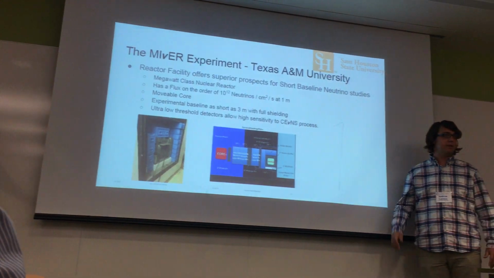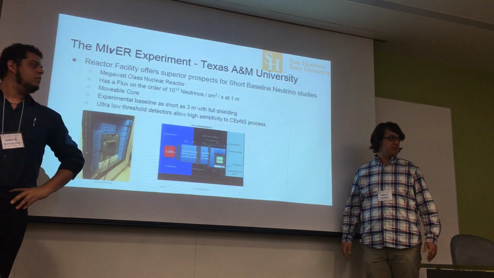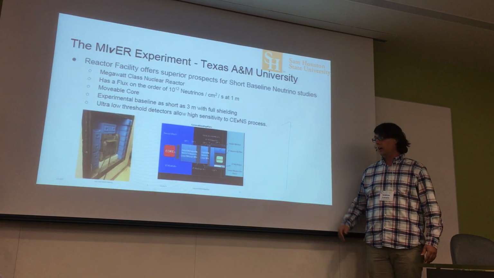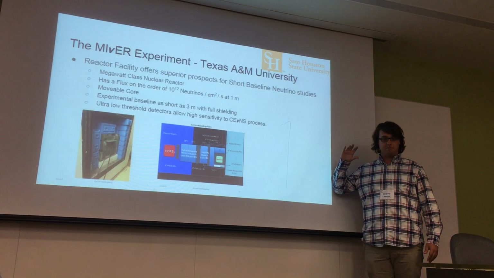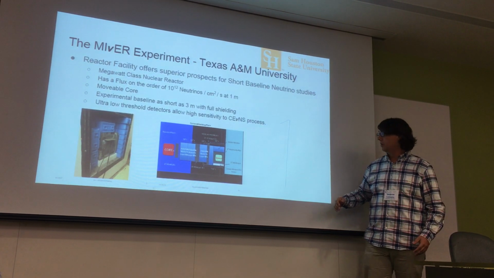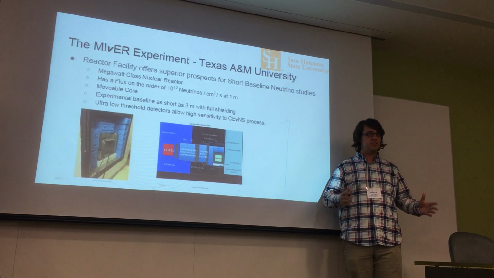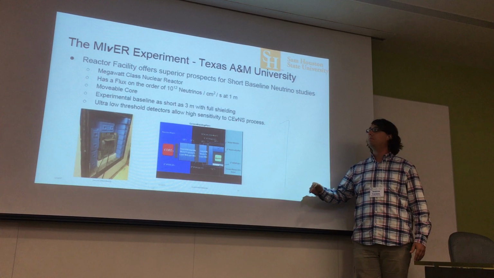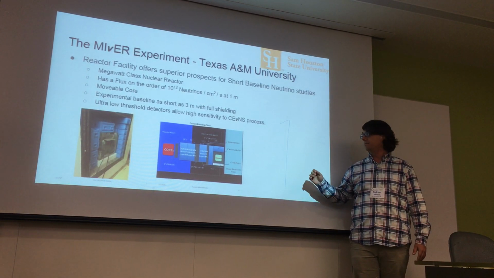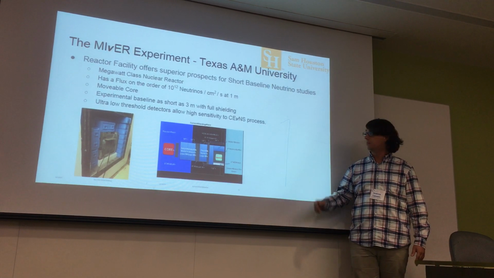So the MINER experiment at Texas A&M will be releasing data later this year, and that's a huge deal for what we've been talking about today. The MINER experiment is really perfect for what we want to do with it. It allows us to have a movable core so we can change the distances for the mass gap, and it also has very sensitive materials so we can test for those very small recoil energies.